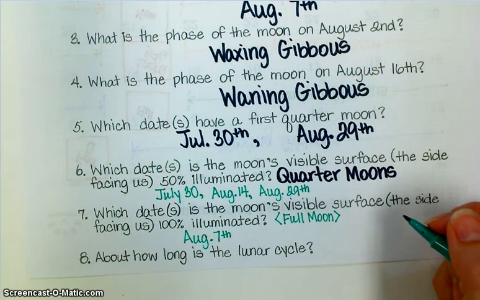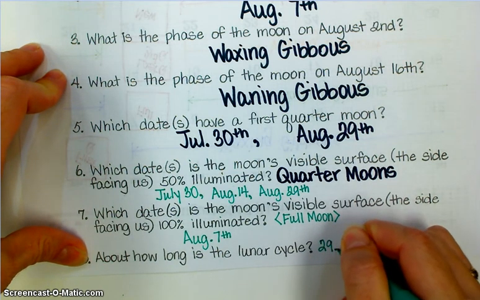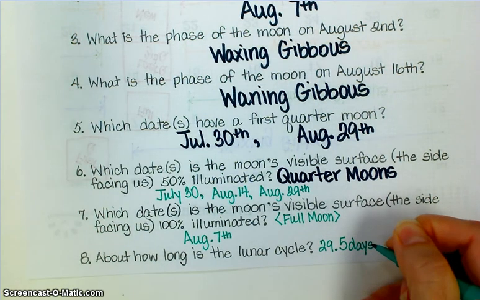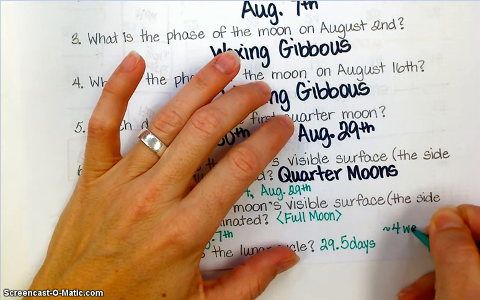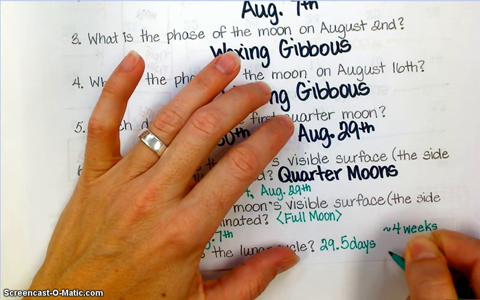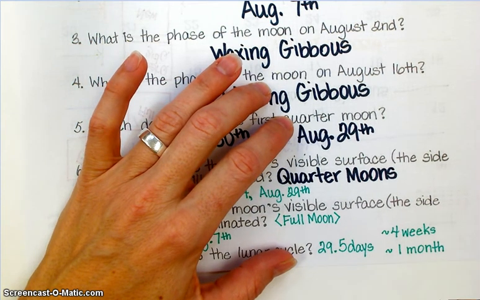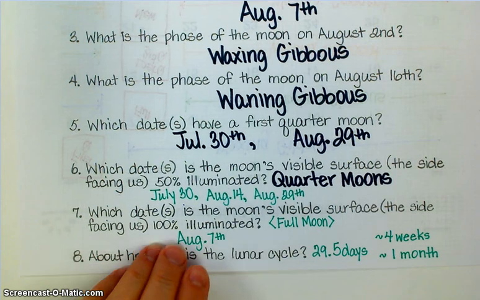About how long is the lunar cycle? 29. It's 29 and a half days. If you were to give me an approximate, what could you say? About 4. You could say about 4 weeks. Remember, we used that to help us with that one little diagram. You could also say it's about a month. We good so far? Yes. I'm gonna assume that means yes. Okay, so put this one aside.